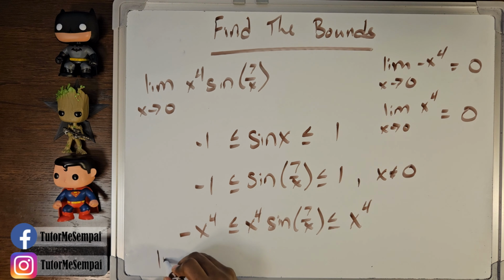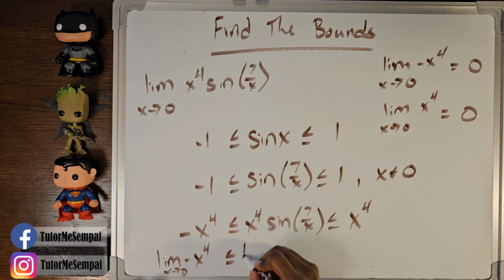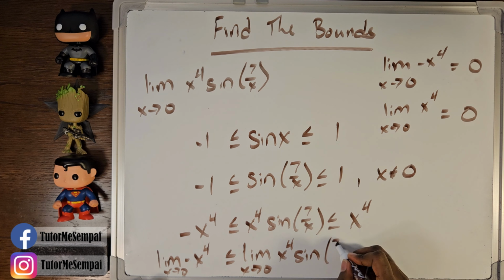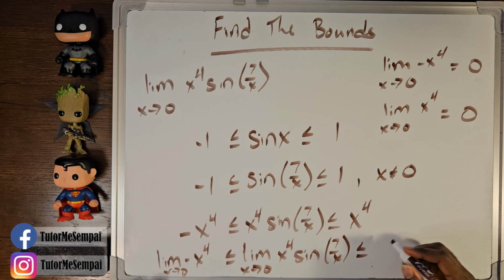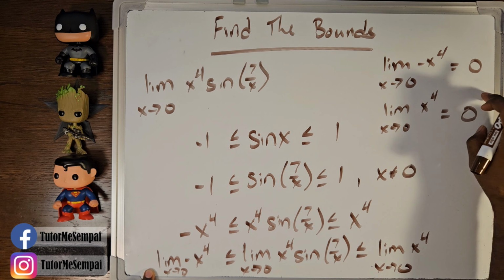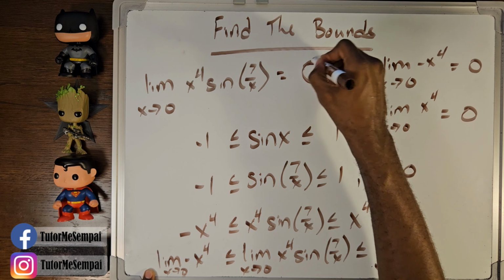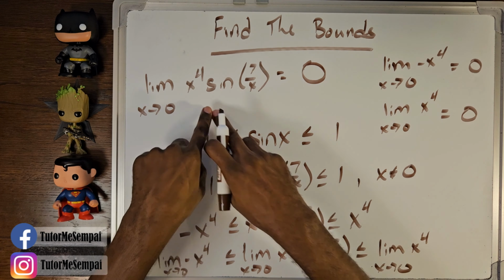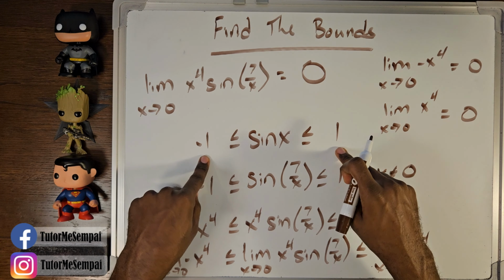So if we know that the limit of negative x to the fourth as x goes to 0 is going to squeeze this limit, x to the fourth sine of 7 over x, which is squeezed by this limit as x to the fourth. If we know this to be true, then we know by our squeeze theorem that this has to be 0 as well.